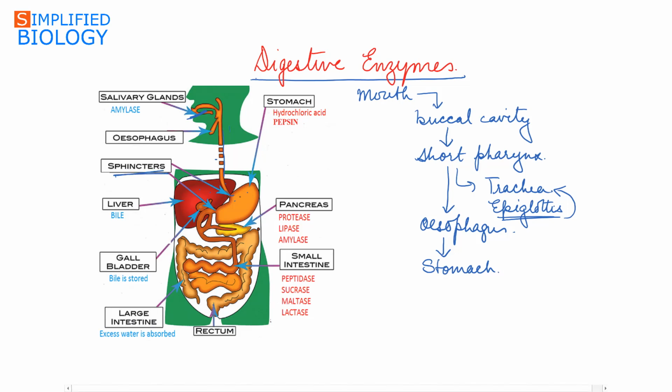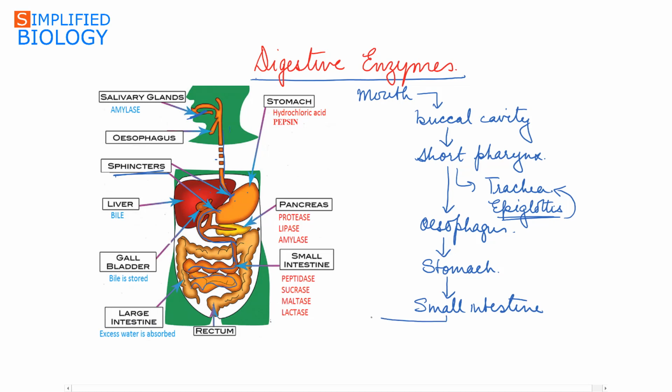A muscular sphincter regulates the entry of esophagus into the stomach, which is J-shaped and is present at the abdominal region. The stomach is connected to the small intestine. Now the small intestine consists of three parts. The stomach then leads to the small intestine, which consists of a U-shaped duodenum, then a middle coiled jejunum, and then a highly coiled ileum.